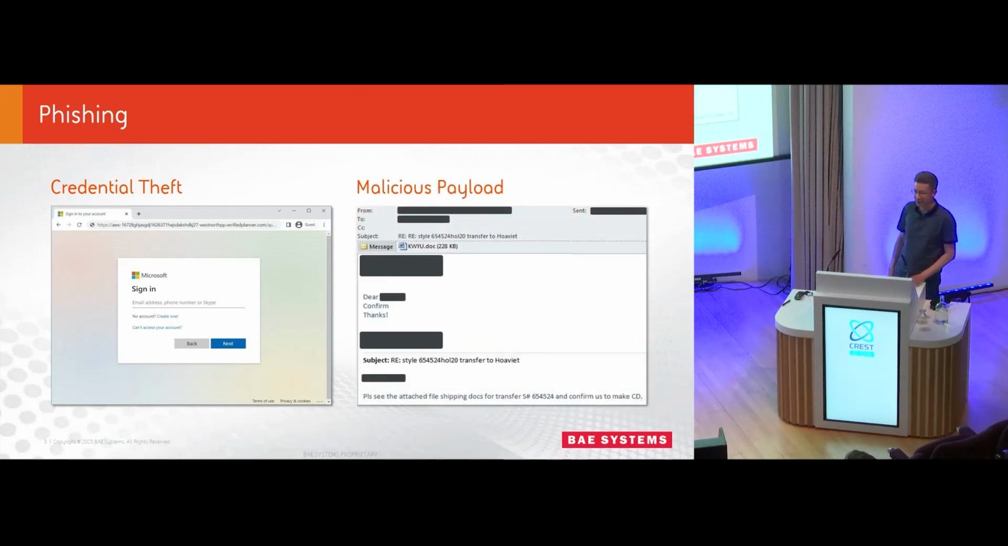The other type of phishing attack that we come across quite frequently are the malicious payloads. This is where an email is delivered into the organization, and it might have something like a malicious Word document attached to it, like this, or it could have a link inside that email that takes the user to a download site where another payload is downloaded onto their machine.